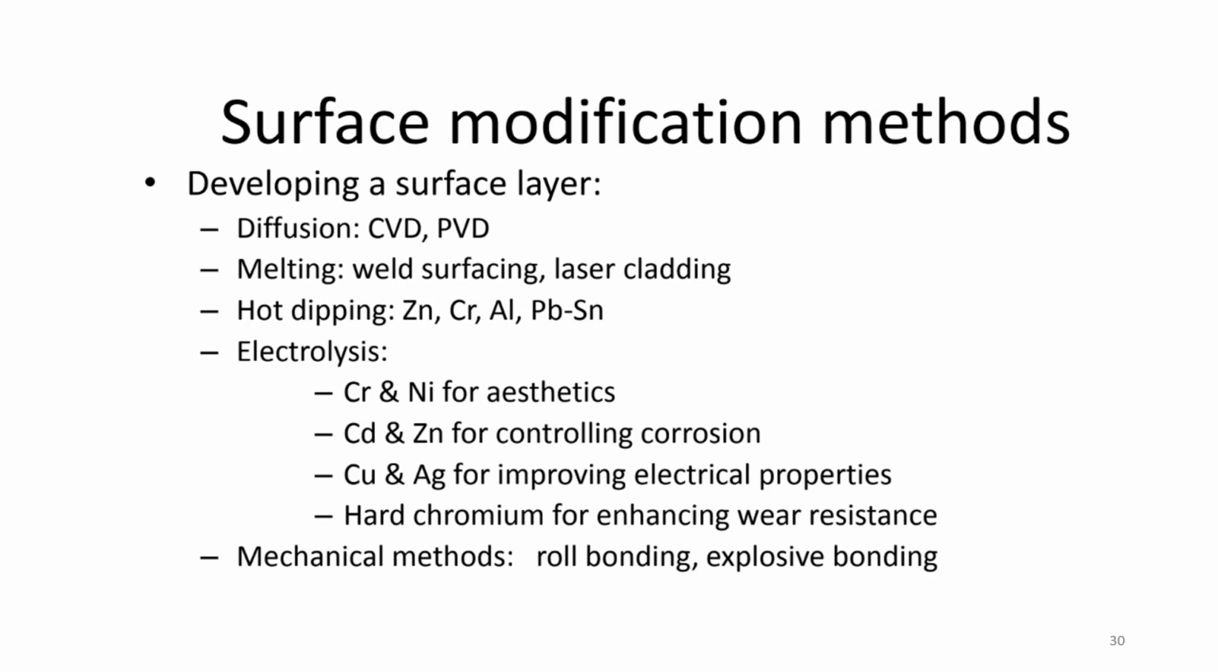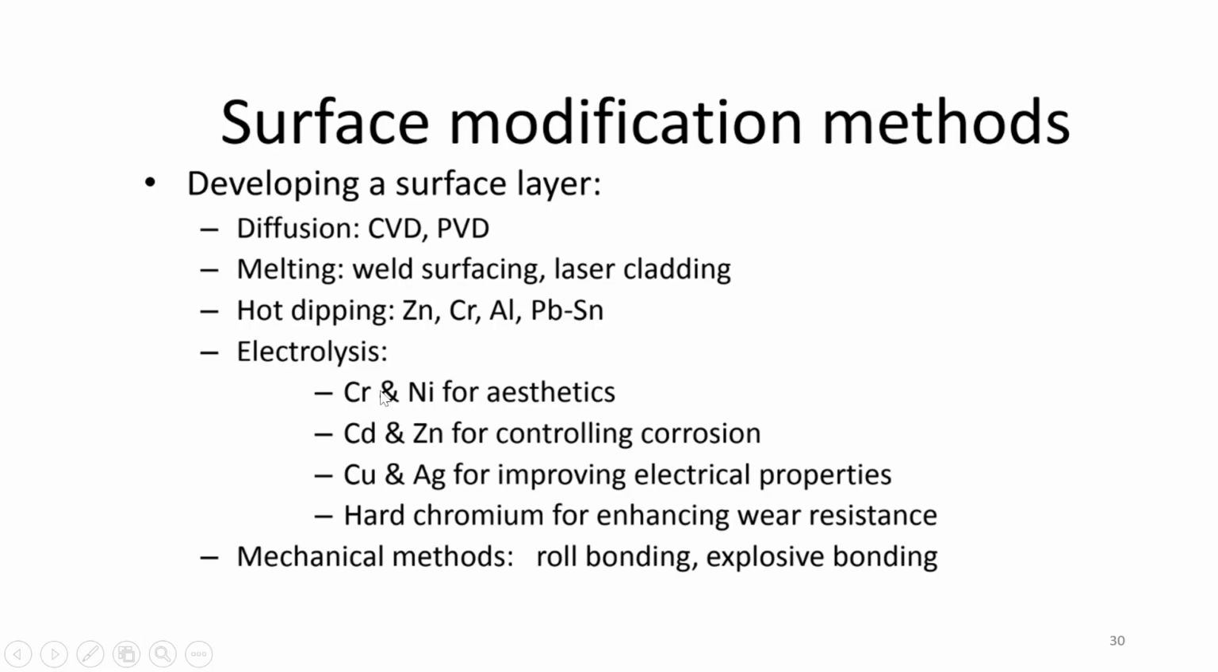Surface modification methods, where developing a surface layer. So these can be diffusion based, where CVD and PVD is used. Melting, so here weld surfacing or laser cladding can be used. Hot dipping, zinc, chromium, aluminum, lead, tin, these can be plated by using dipping.